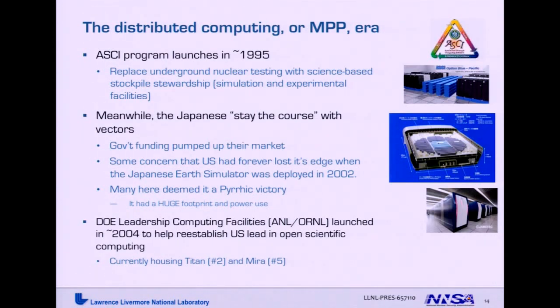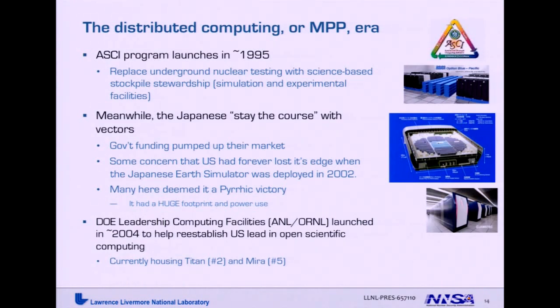Interestingly, the Japanese kind of stayed the course with this vector architecture, and to some extent they're still doing that today. They continued to build these custom CPUs designed for scientific computing. They had a lot of help from their government. They developed a machine called the Earth Simulator, and I think it was 2002, 2003, somewhere in there. That really shook up the US market because we had begun going down this path of parallel computing as the way to high performance, and the Japanese came along with this machine, a very different kind of architecture, based on something where we had quite a bit of expertise from the past.